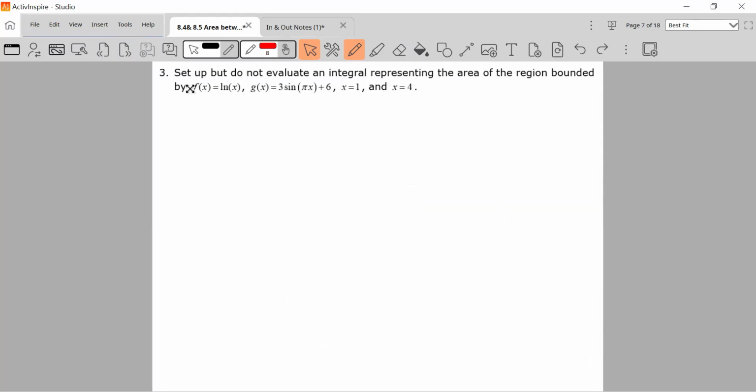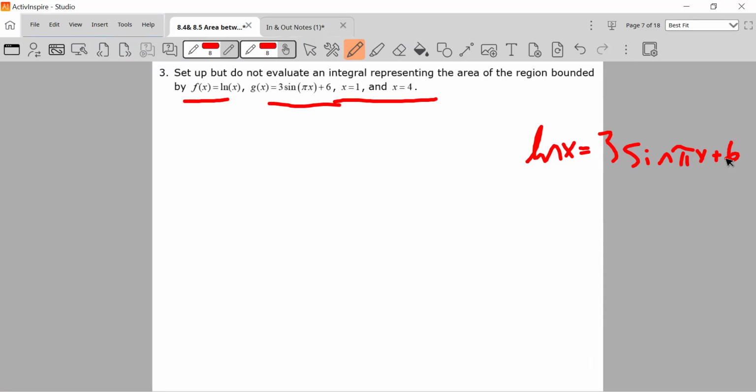Okay, so this one is a setup, but do not integrate. And this is exactly like the problem we had before. However, here we have these bounds that aren't necessarily our endpoints, right? They don't necessarily intersect at 1 and 4. We just say that these are our end bounds. Now, these two functions, there's no way for me to set this up without a calculator. Say, when does natural log of x equal 3 sine of pi x plus 6? Like, I'm not going to calculate that.